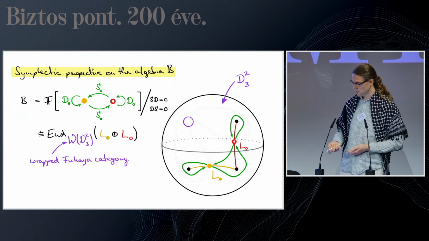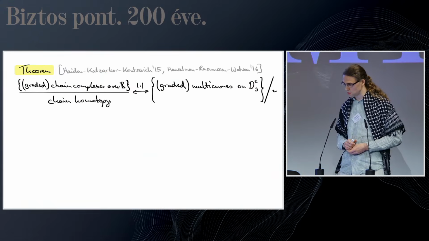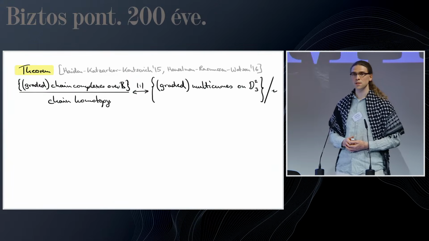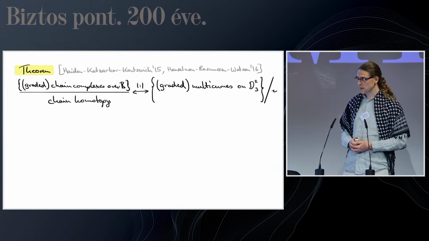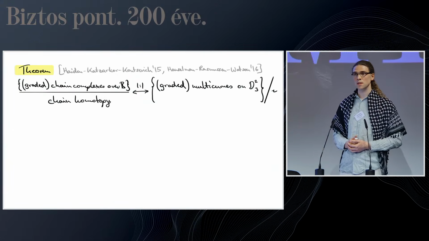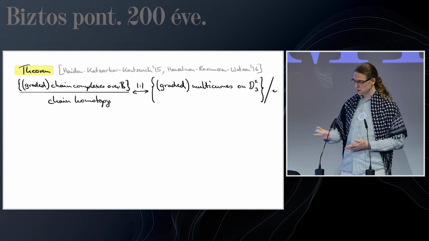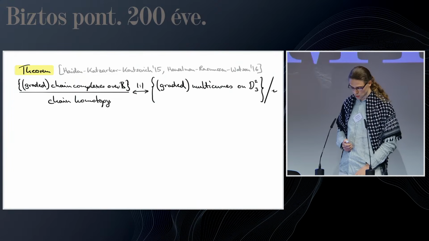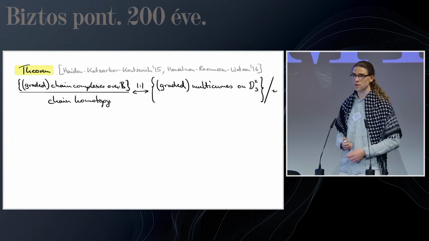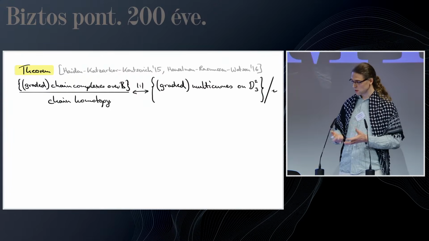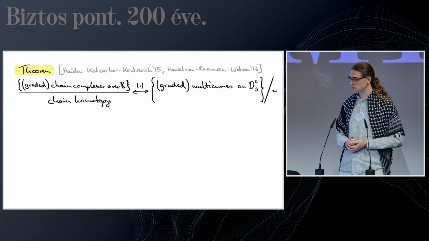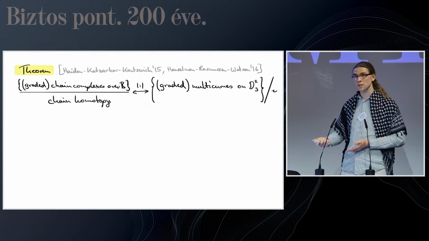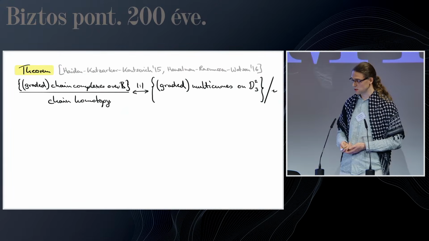Okay, so let's move on. So here's this classification result. Chain complexes over these algebras, gentle algebras, in this case B, up to chain homotopy equivalence, are in one-to-one correspondence with multicurves, with objects, with curves, possibly immersed curves, on our surface. In this case, this three-punctured disk.